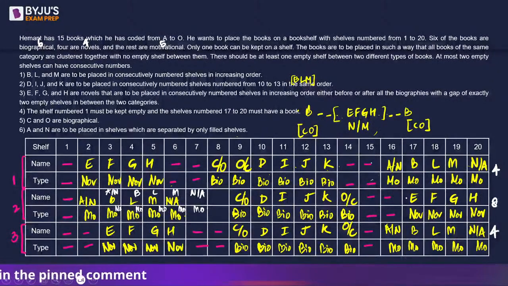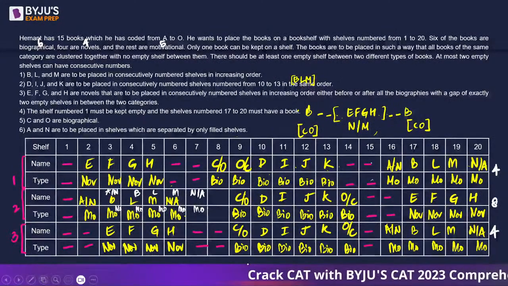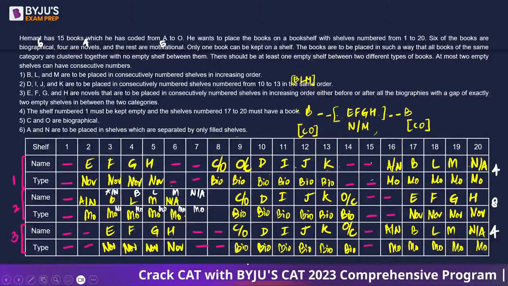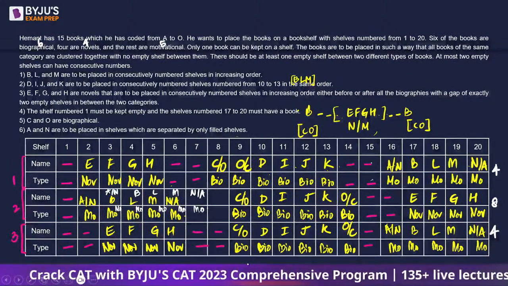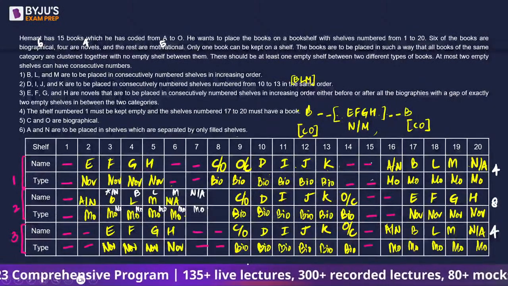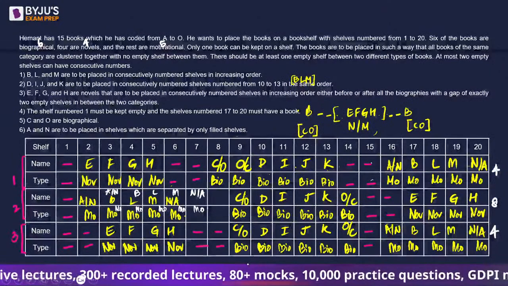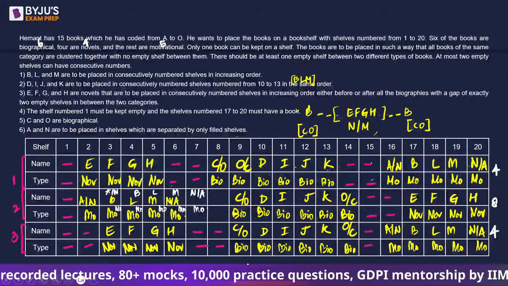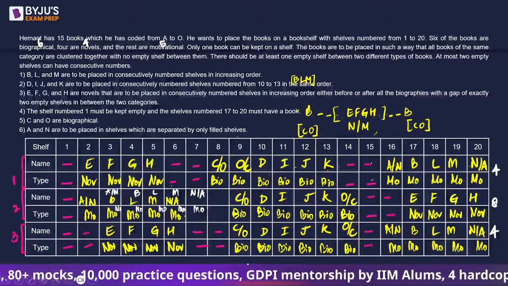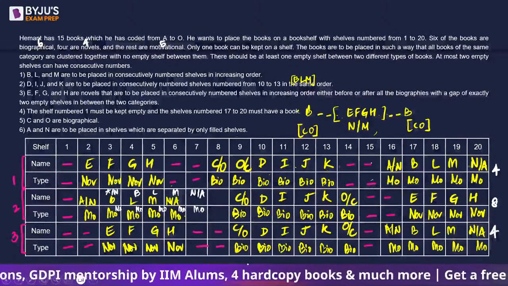Next it says BLM are to be placed in consecutive numbered shelves in increasing order. So BLM we have wherever they are in consecutive orders in increasing order. DIJK are from 10 to 13, that is also fixed. EFGH are novels that are placed in consecutively numbered shelves in increasing order, either before or after all the biographies, right? In the first case we have before, in the third case we have before, in the second case we have after, with a gap of 2 every time. The shelf number 1 must be kept empty and the shelves numbered 17 to 20 must have a book. We have also done that.